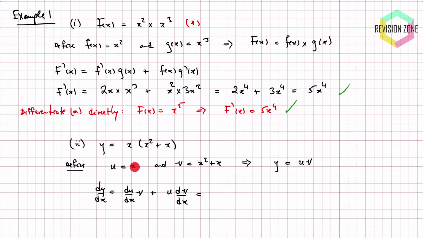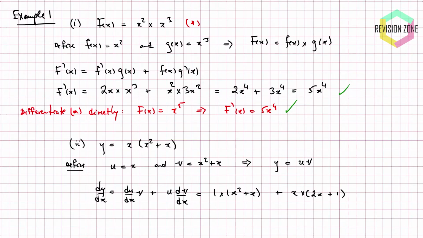So u is x, so du dx is just 1. So I can just write that down. And then I'm going to multiply that by v, and I know what v is because the v is just here. So I'm just going to say x squared plus x. Then we have a plus, and then I've got to write the u down. So the u is just x. So I write that down. And finally, I write down the derivative of v, but v is x squared plus x. So when I differentiate that, I get 2x plus 1.